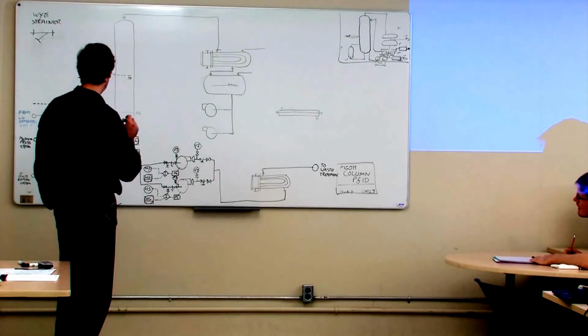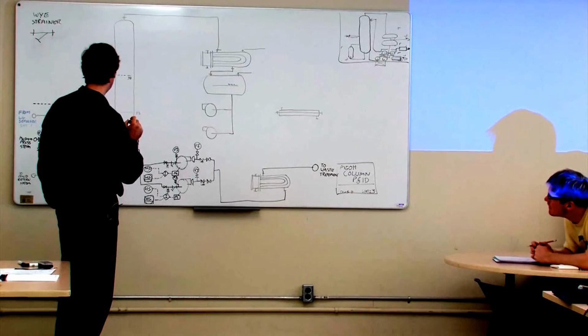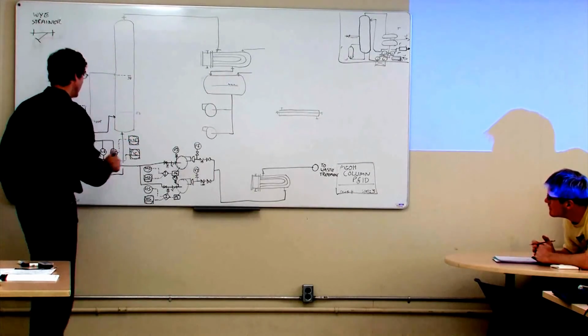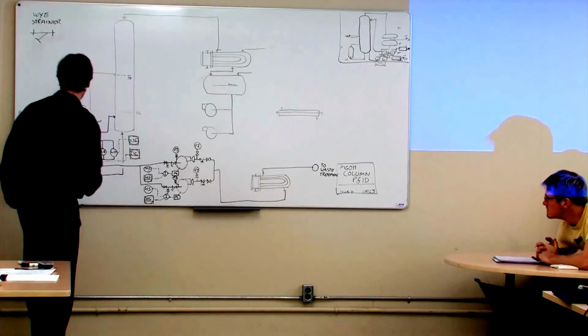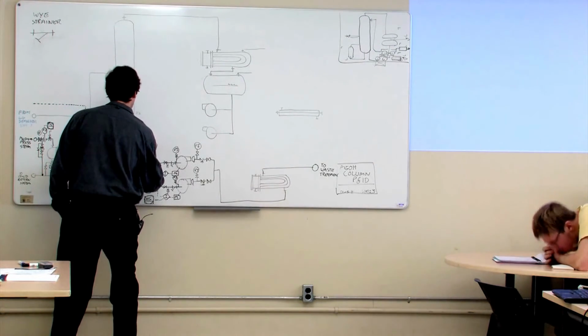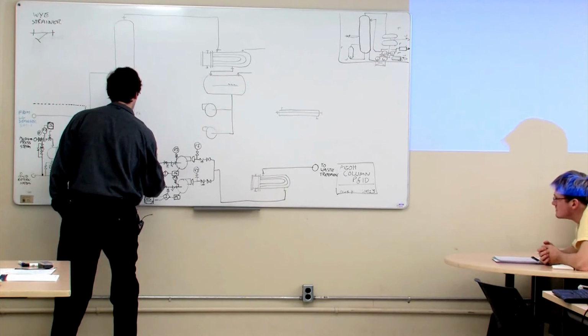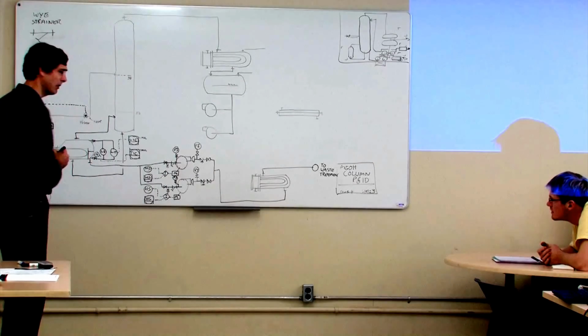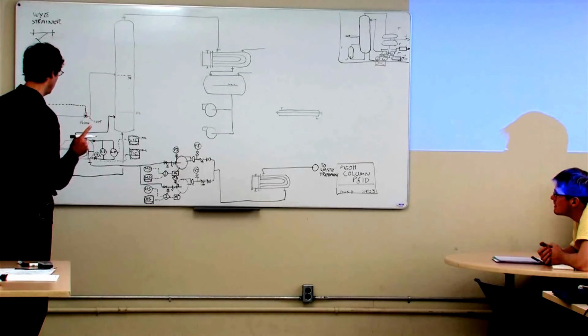Okay, so we've got our level indicating controller and our temperature indicating controller here. It might be smart for us to put some alarms in here. So let's put a level alarm high and low, and a temperature alarm high and low in there. We're going to have to start thinking about interlocks at some point as well.